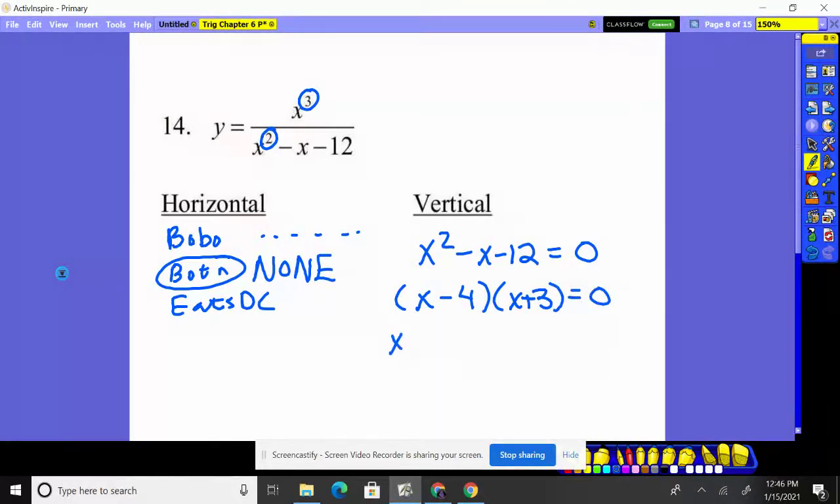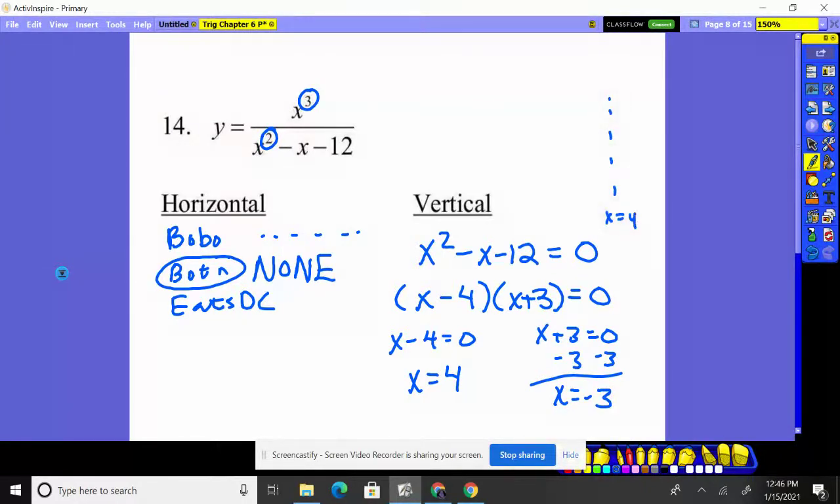I now set each one equal to 0. This is going to mean when I add 4, there's going to be a vertical asymptote at x equals 4. And when I subtract 3, there's going to be one at negative 3. There'll be one here when x is 4, and then one over here when x is negative 3. Those are your options. That's what's going to happen for number 14.